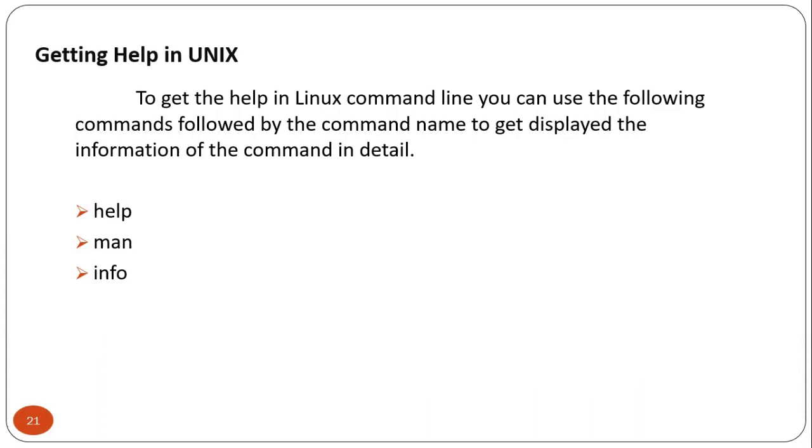Suppose you want to get a date in a particular format. What you can do is type man space date. It will give the usage of that command, and it will also give the syntax and all the arguments we have for that command.